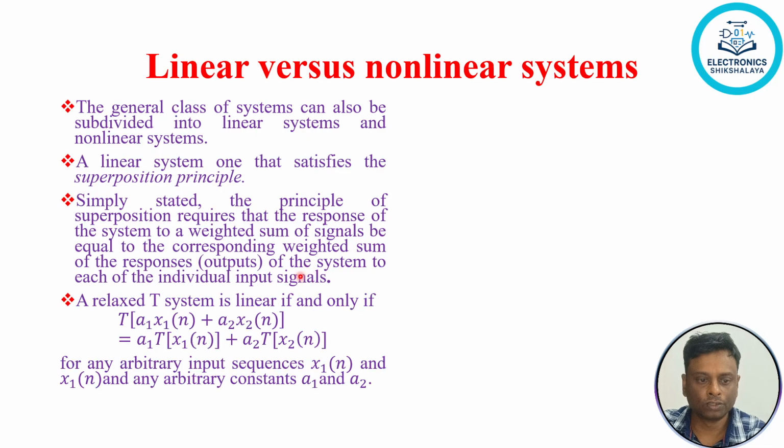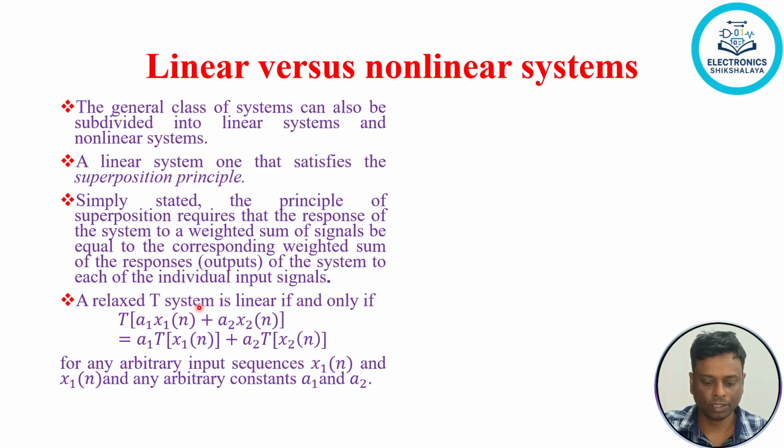A relaxed system means any LTI system, where prior to applying the input, the system output is 0. Any relaxed system is linear if the transformation of a1 x1 of n plus a2 x2 of n is equal to a1 into T of x1 of n plus a2 into T of x2 of n.